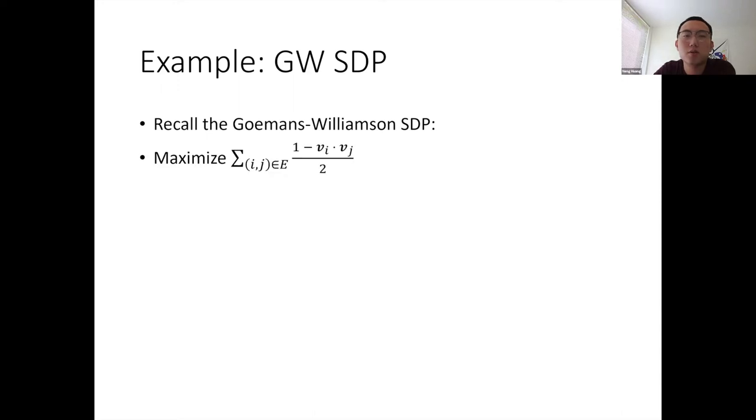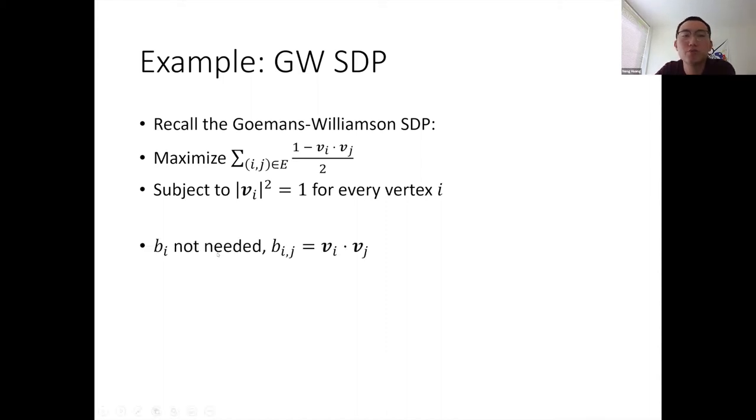So let me illustrate this intuition with the Goemans-Williamson SDP. I want to show that the GW SDP is actually the basic SDP for the max cut problem. The first step is to search for biases and pairwise biases. Here biases are actually not needed because max cut is an even CSP. If we have an assignment and we flip it, then we just get an assignment with the same quality. So there's no reason for a variable to be biased toward one or minus one. So we can assume that every variable has a zero bias.